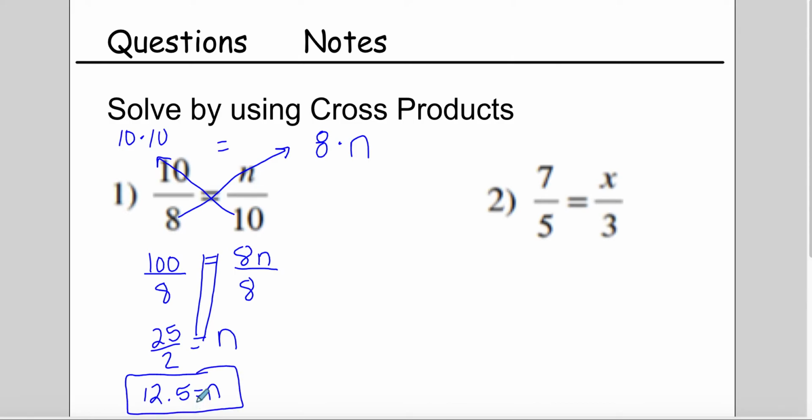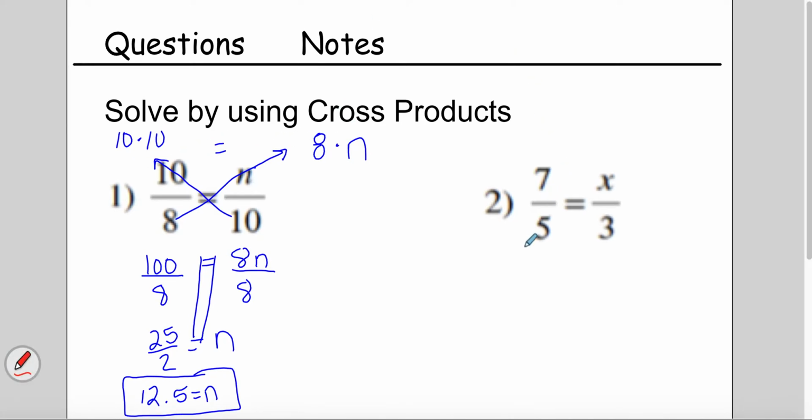This, as always, should be able to fit inside here then, and I should be able to multiply them together to get an answer. So if I was to take this 12.5 and plug it back into n, I should get the same answer, 100 equals 100. All right, let's try this next one.